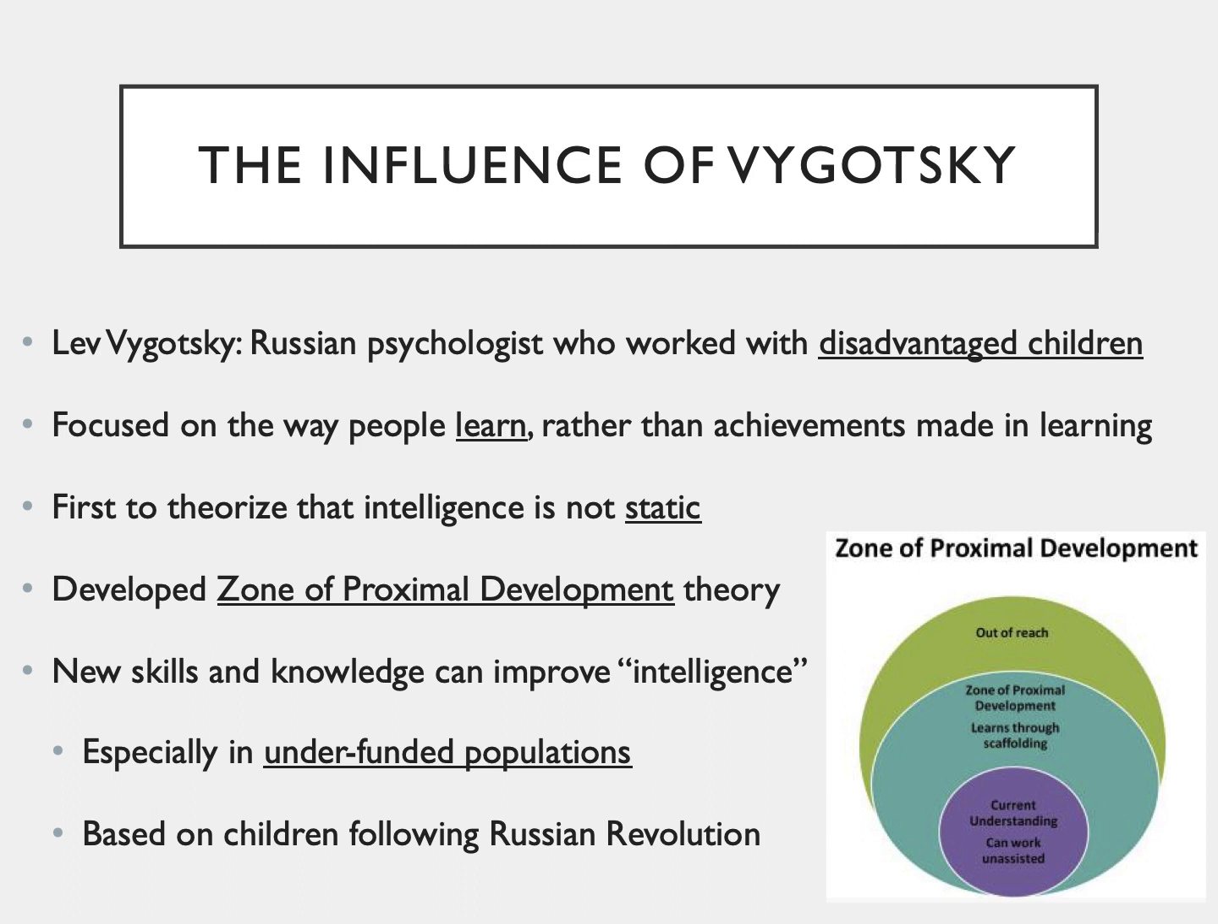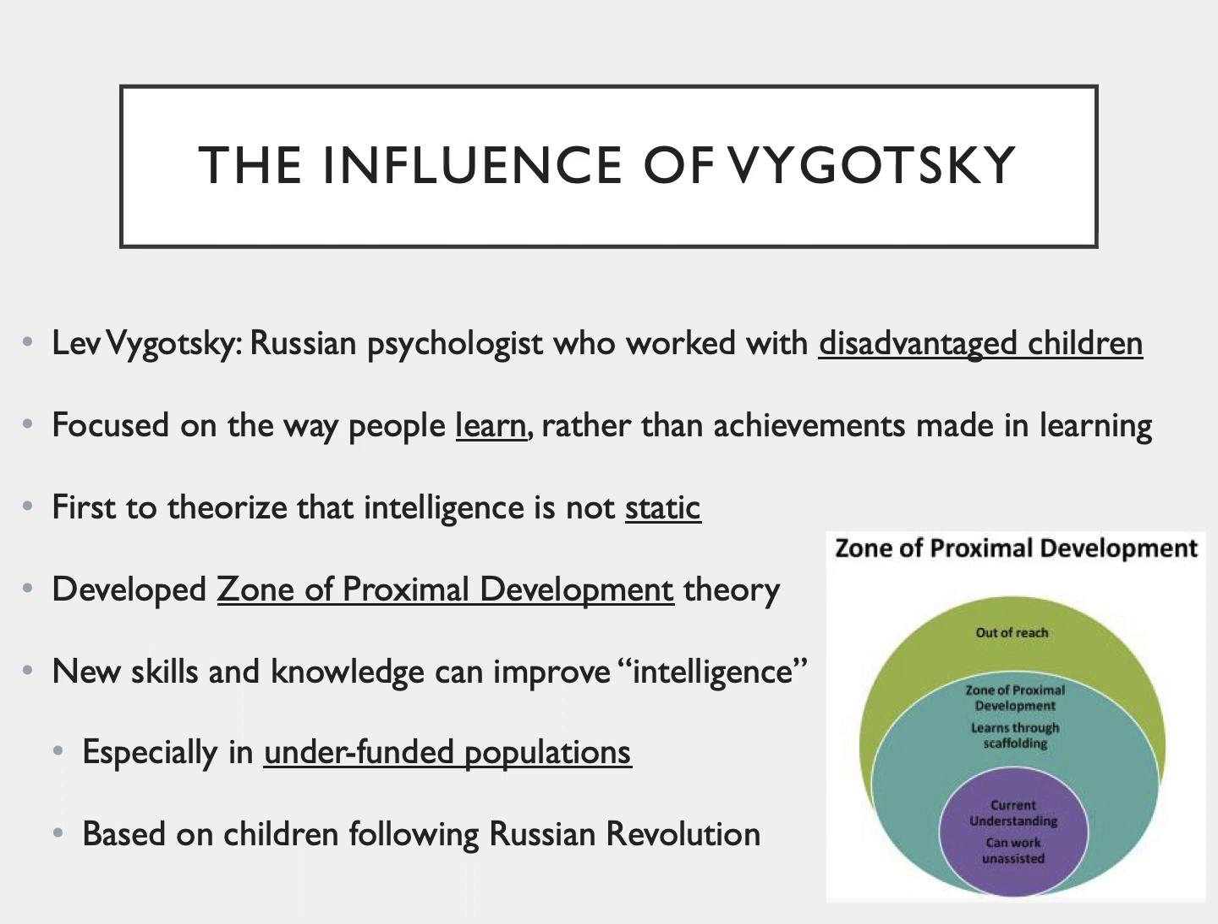The furthest zone is the green zone, which is the out of reach zone. This reflects the types of activities and learning that the child is not yet ready for. But given time and support and ample opportunities for practice and education, eventually the child can reach that, first through scaffolding and then through current understanding. Essentially, Vygotsky theorized that new skills and new knowledge can improve intelligence.